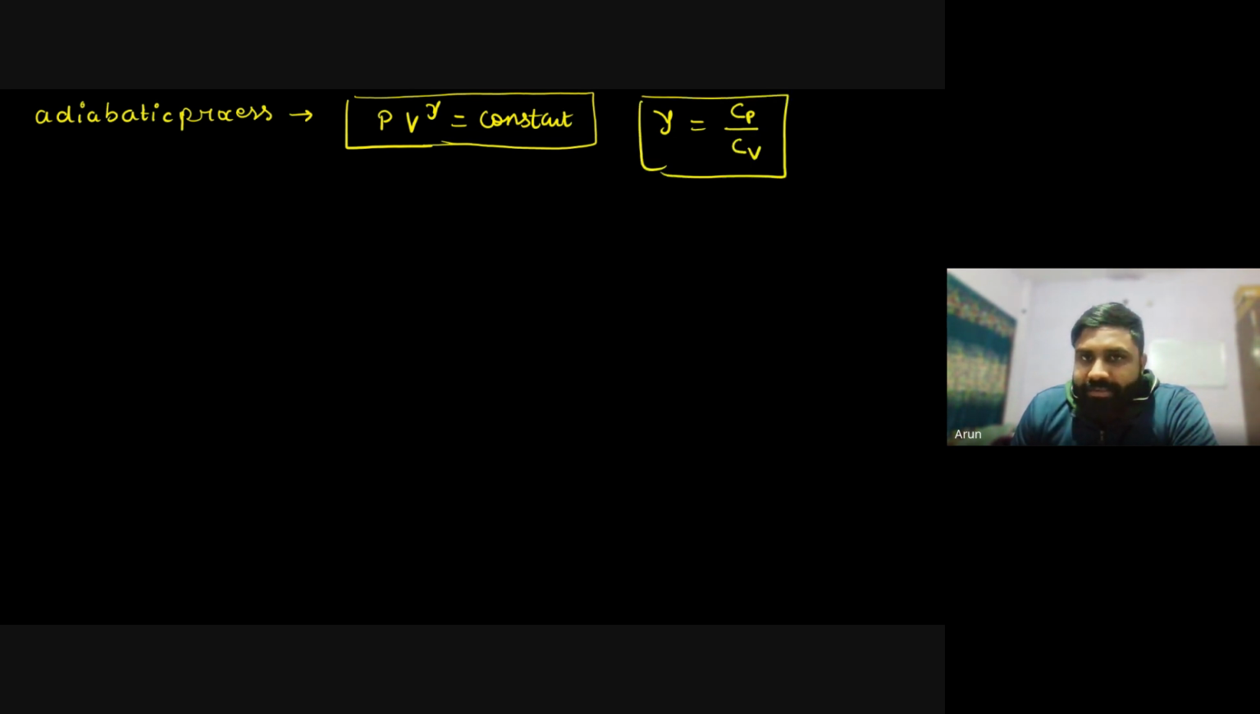Now you will think, what is this gamma? So gamma is the ratio of specific heat at constant pressure to the specific heat at constant volume. So gamma here is Cp by Cv. We have learned it in the previous session. We have learned about the molar heat capacities and specific heat capacity. So molar heat capacity at constant pressure is Cp, and molar heat capacity at constant volume is Cv. So gamma is nothing but the ratio of these heat capacities. Got it?